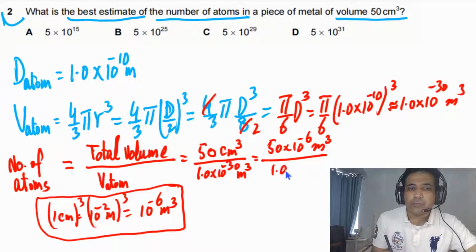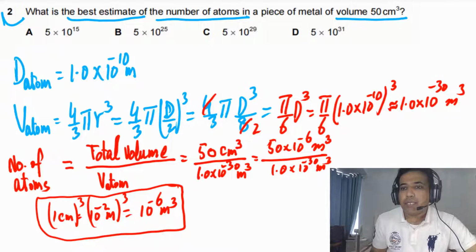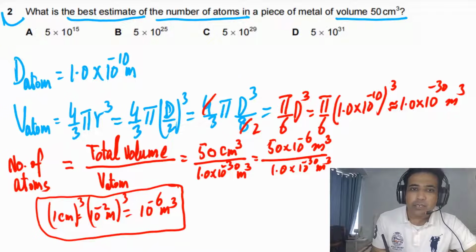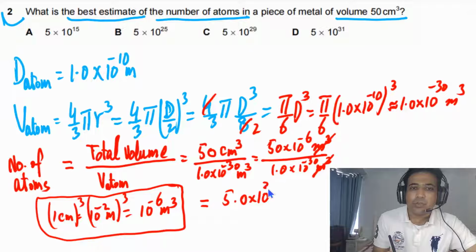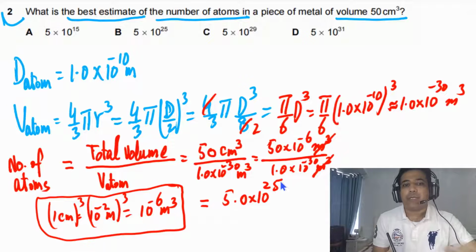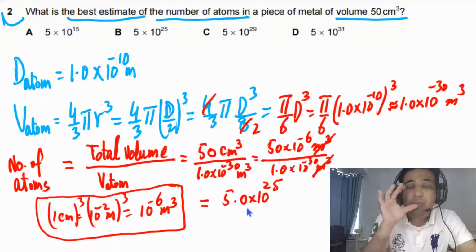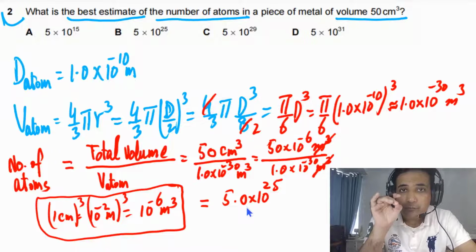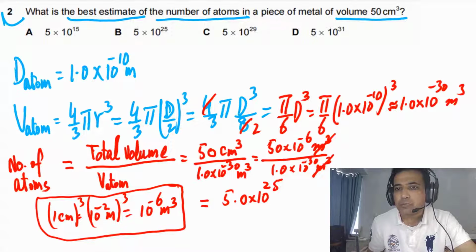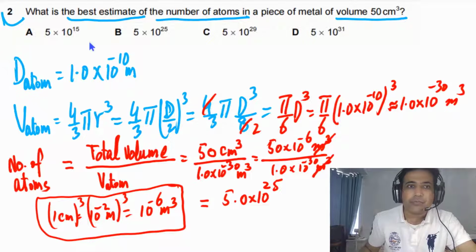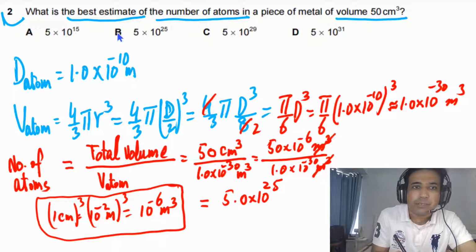So here we have 1.0 times 10 to minus 30 meters cube. And now we can cancel this. Meter cube we can cancel with meter cube. So if we simplify, we will get about 5.0 times 10 to 25. So these are the number of atoms in 50 cubic centimeters of metal. So the answer for this question is B. So B is the right answer.